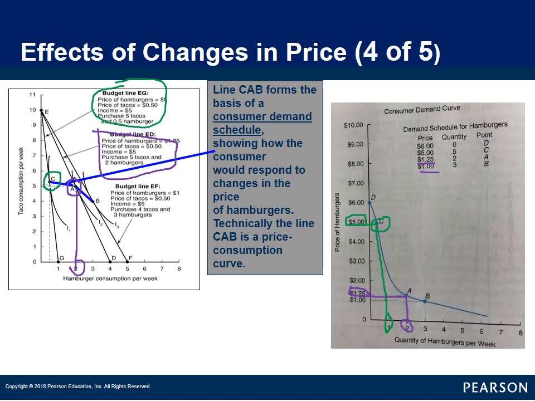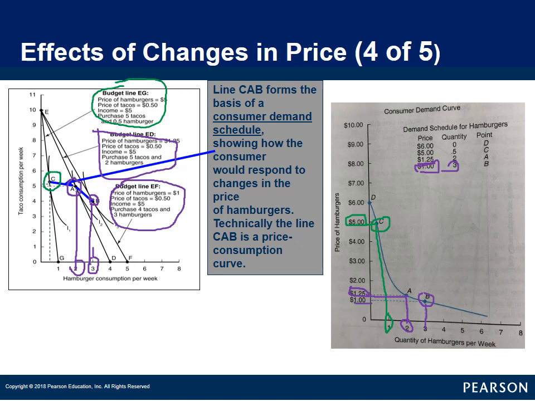Finally, we can see if the hamburgers were $1. That was our final example over here. Falling on point B, our demand for the burgers is 3. And again, the price is $1. So we can see that B appears over here. Demand is 3, price is $1.